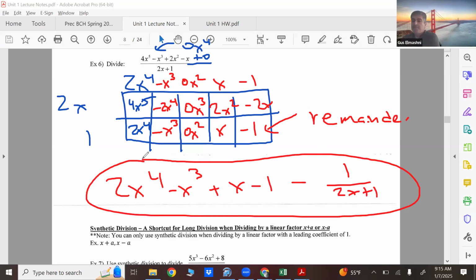So that's how the division's done. And we'll spend more time at this later in this unit. But you're going to have some problems where you have to do that on the homework. So I want to make sure you guys saw that.